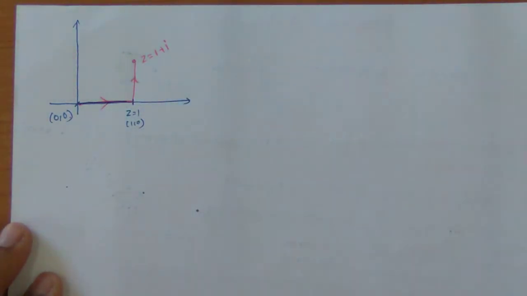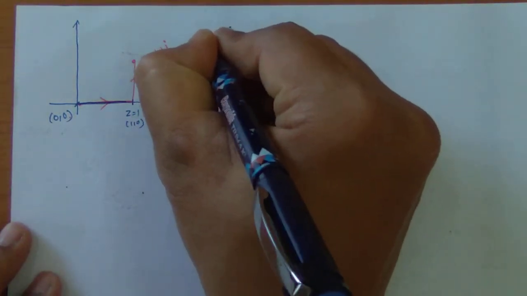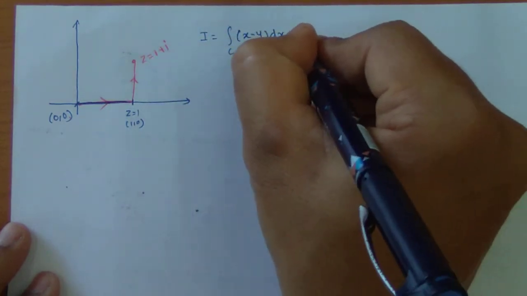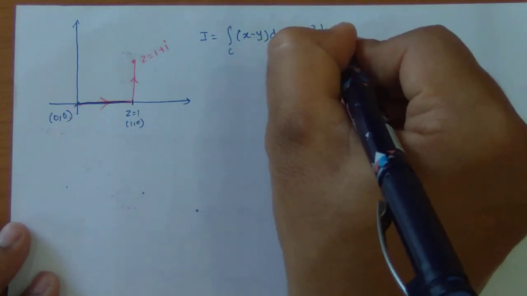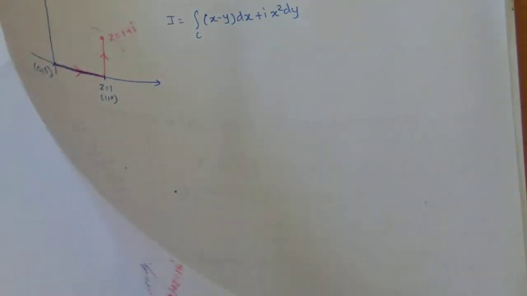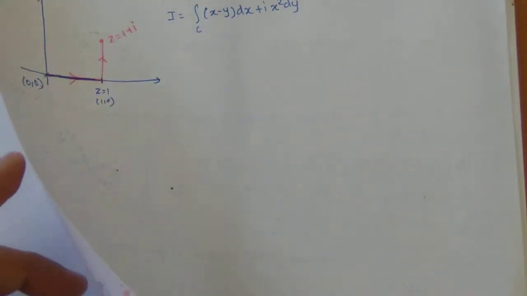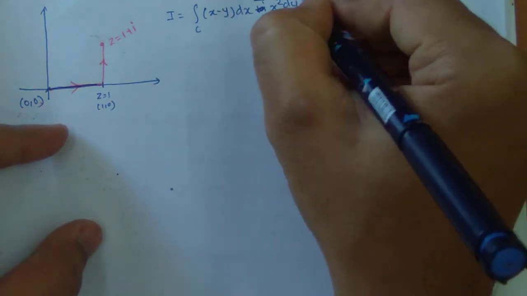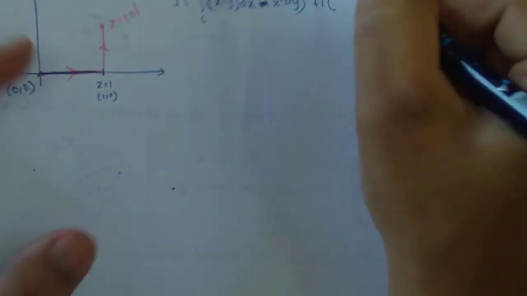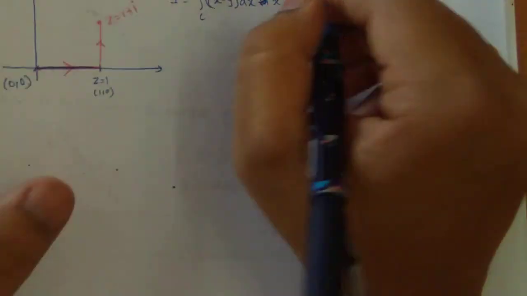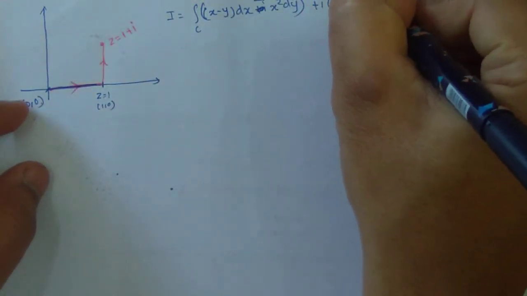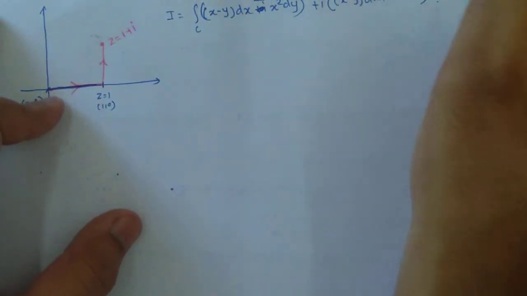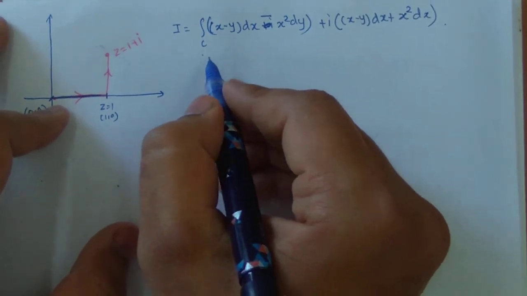Hence the integral over C, I, is equal to the integral over C of (x minus y) dx plus i times x square dy. Just a minute, I'll check it once again. Sorry, not plus i times, it's minus x square dy, plus i times (x minus y) dy plus x square dx.